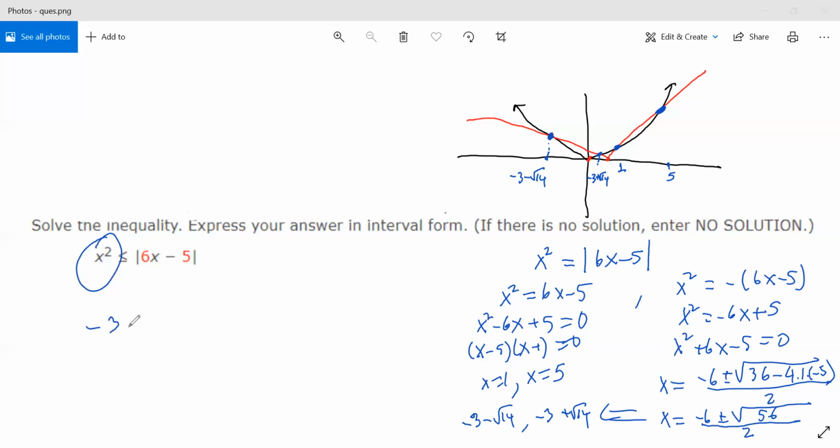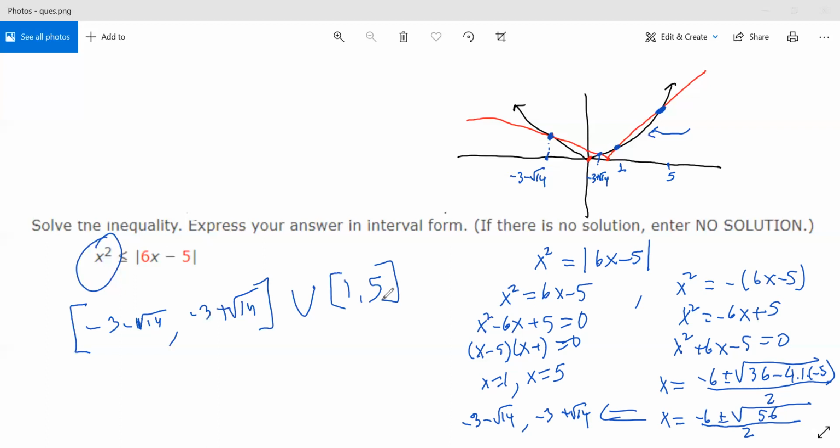So now I'm writing the solution. From negative 3 minus root 14 to negative 3 plus root 14, that's this one. This is the first one. We need to use a bracket because it's less than or equal to the other number. And then union, we have another one where the black graph is on the bottom. That means the black is smaller than the red one, right? So that's from 1 to 5. So basically from 1 to 5, that completes the solution.